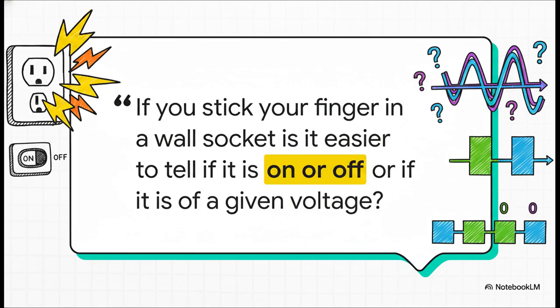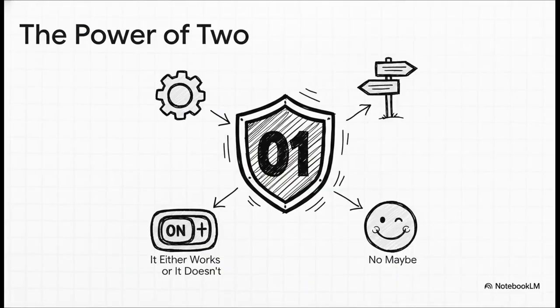Computers need absolute certainty, not guesswork. So the binary system wins because it is incredibly robust. There's no confusion, there's no maybe. It's a system built on certainty. It either works or it doesn't. And if you're building a machine that has to perform trillions of flawless operations, that is exactly what you need.